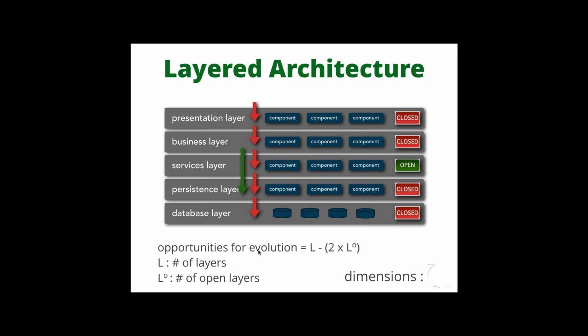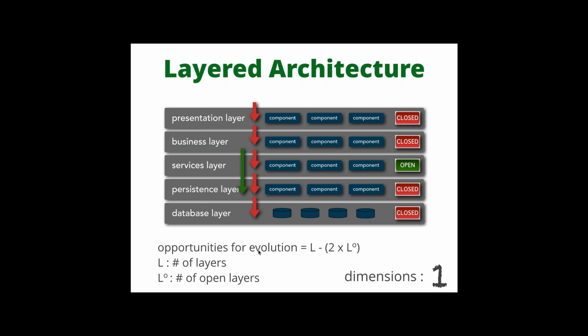The dimensions of evolvability are still one. We still evolve along a technical architecture, but the opportunities for evolution really come down to how much extra coupling we allow that violates the general principle of this architecture.